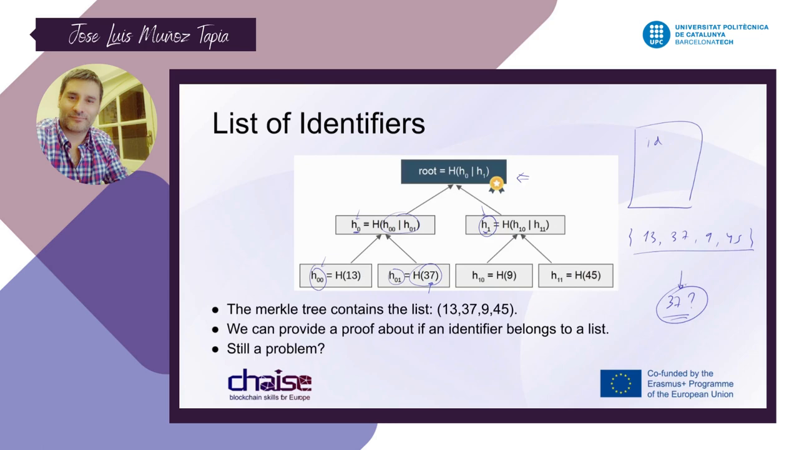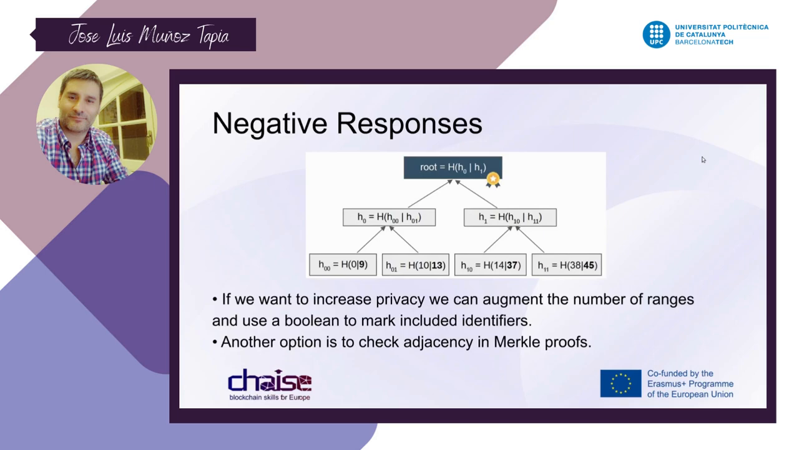But we still have a small problem: how do I answer that something is not in the tree? If you ask me for 35, how do I answer you and prove to you that 35 is not in the tree? We can do a slight modification for this. The data that we are storing in the tree could have two parts, and we can also sort this information in the leaves.